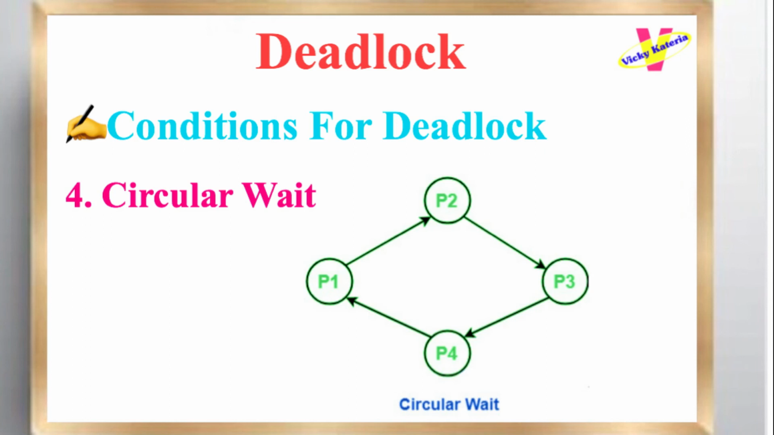Here, process P1 waits for a resource held by process P2. Process P2 waits for a resource held by process P3. Process P3 waits for a resource held by process P4. Process P4 waits for a resource held by process P1.